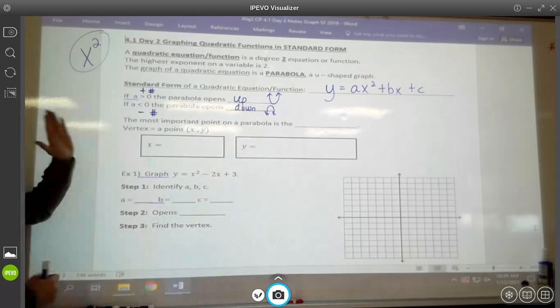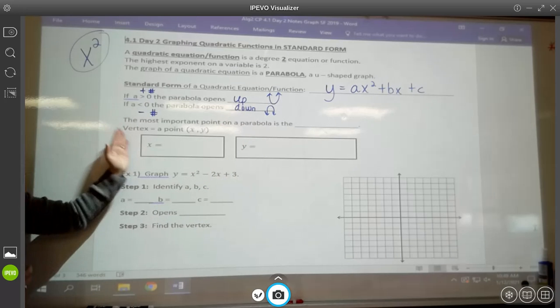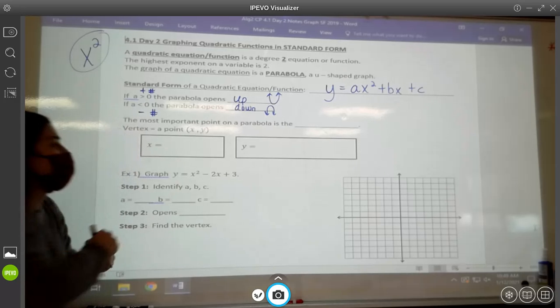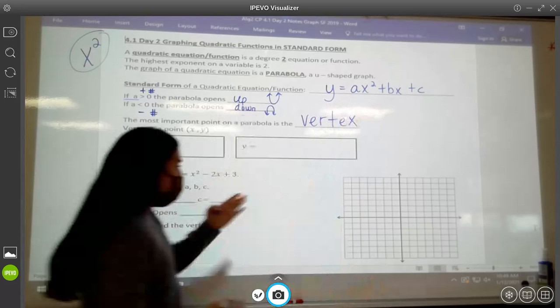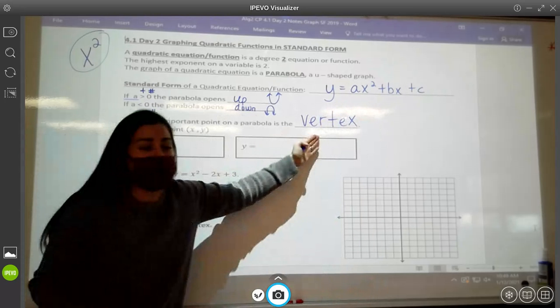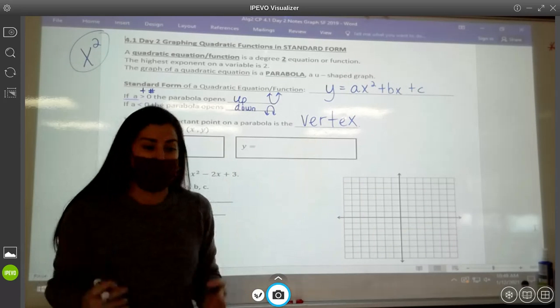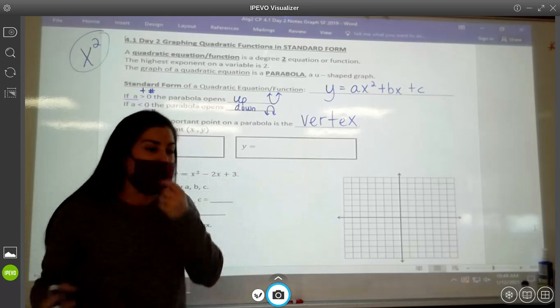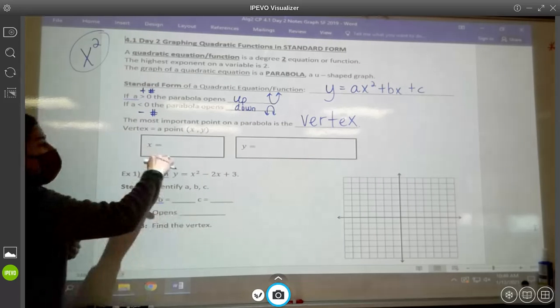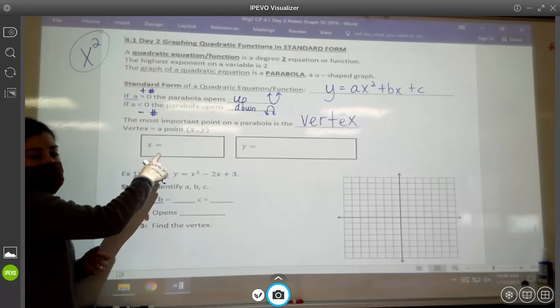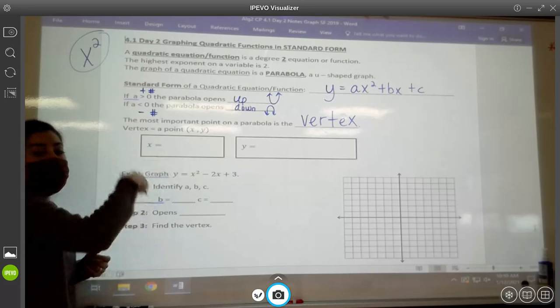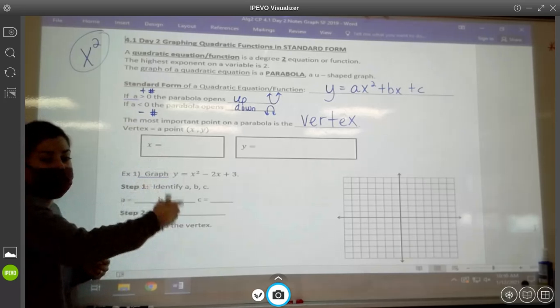All right, the most important point on a parabola is the vertex, that highest or lowest point. So when we start graphing a parabola, that's going to be one of the first things that we do: let me get that vertex. Let me find that really important point. So lucky for us, the vertex, it's just a point. It's x and y. There's a formula that we're going to be able to use that will always find the x coordinate of our vertex.